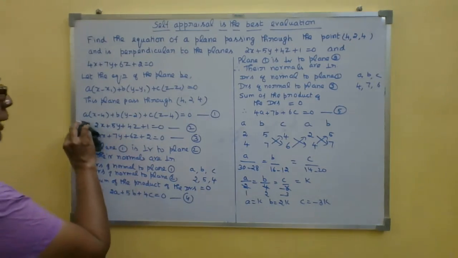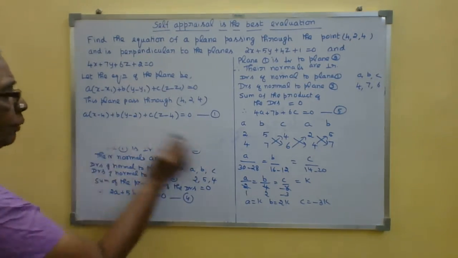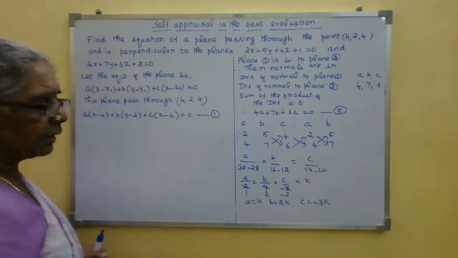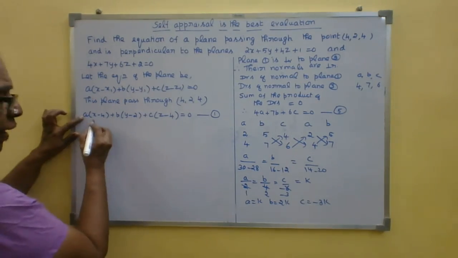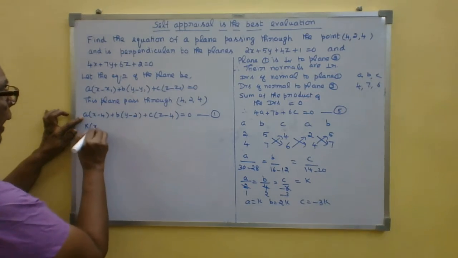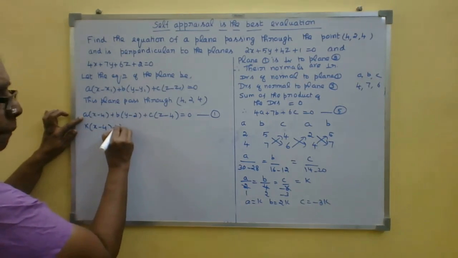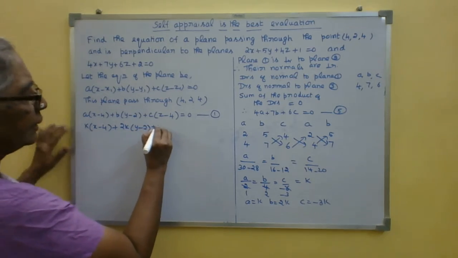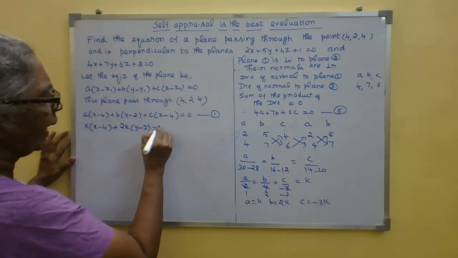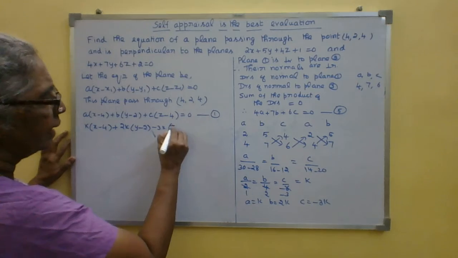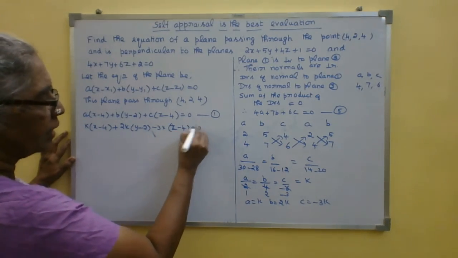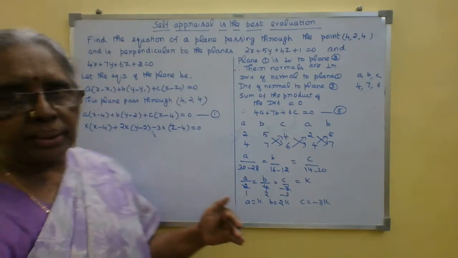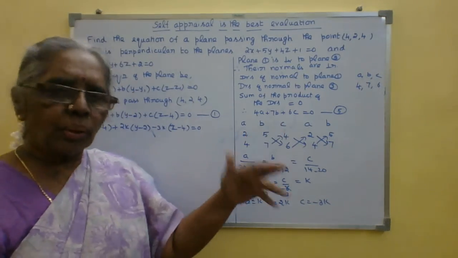Now what you have to do is, the equation 1 is your main equation. So substitute there the values of this a, b, c. So for a I will get k into x minus 4 plus b is 2k into y minus 2 plus c is minus 3k. So I will write minus 3k into z minus 4 is equal to 0, right? So now the k is common in all the terms. There is 0. So cut that k.